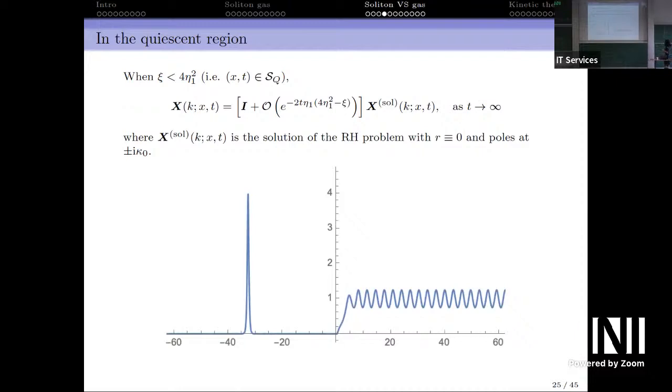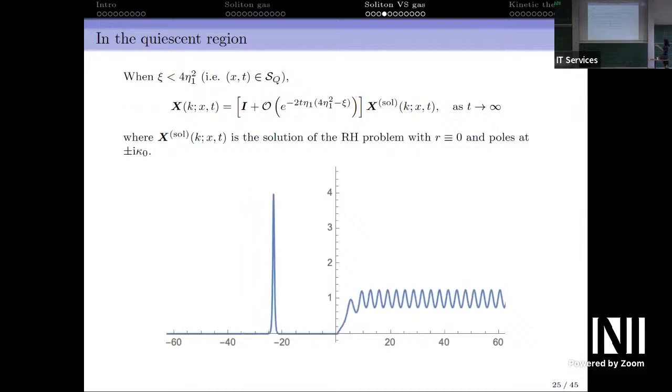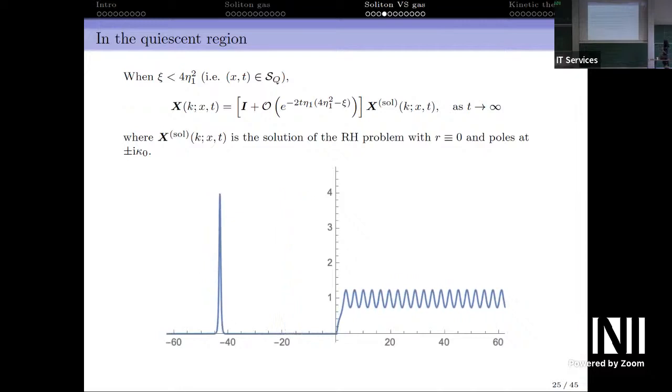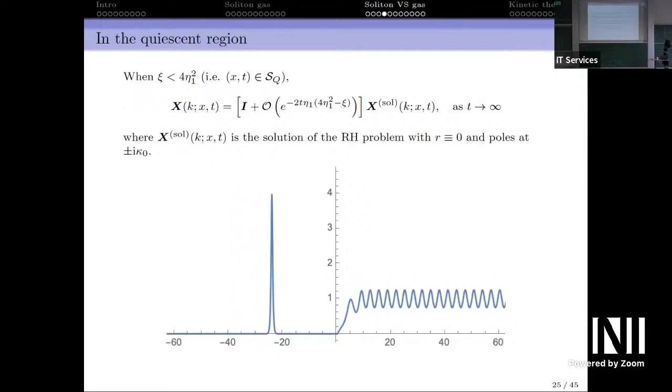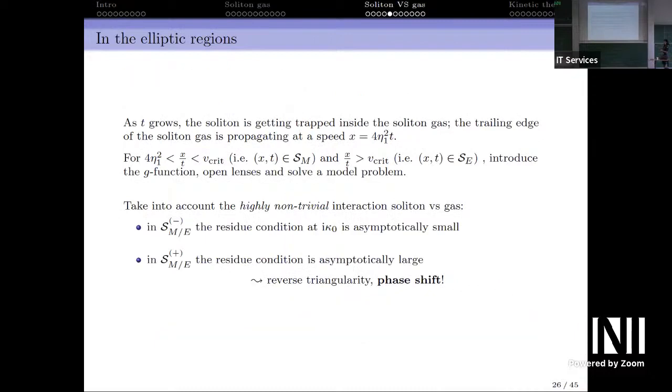Now that's when the soliton enters the gas. First of all, just a quick comment: the edge of the soliton gas is propagating at speed 4 eta 1 squared, while the soliton itself has velocity 4 kappa naught squared, which is much bigger. Once I'm in the modulating, or elliptic, region, what we need to do is introduce the g function, which is the same one, open lenses, which is another standard technique to solve the Riemann-Hilbert problem, and then finally define the model problem.